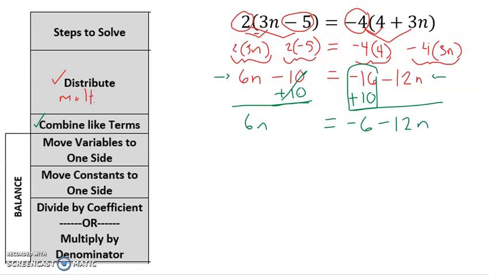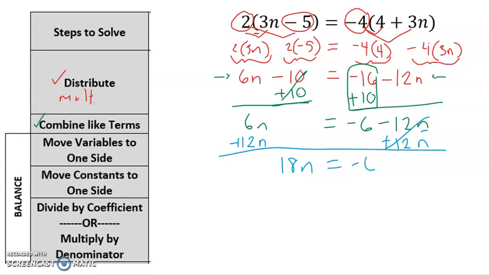Okay, cool. I have my constants on one side, but now I need to get this variable to the other side with that 6n. So I'm going to zero this out. Since I'm subtracting it, I'm going to add. And if I do it to one side, keep the balance by doing it to the other side. Okay, I'm left with 6 plus 12n gives us 18n equals my n zero out on the right, so I'm left with negative 6.